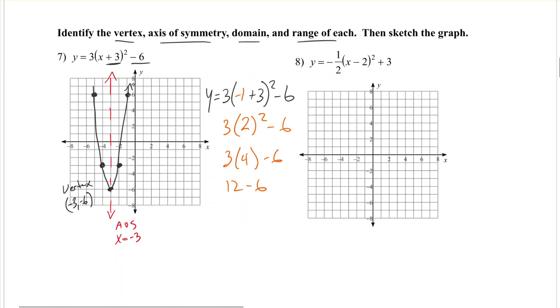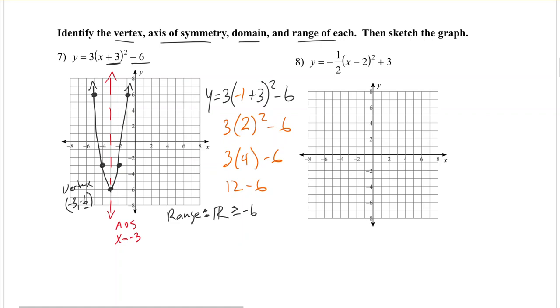Well, and I should make those more curved, but that's good enough. And there's our graph. Labeled our vertex, axis of symmetry. Oh, and we need our range. So our range, right, we're going to be above -6, so we're all real numbers that are greater than or equal to -6.